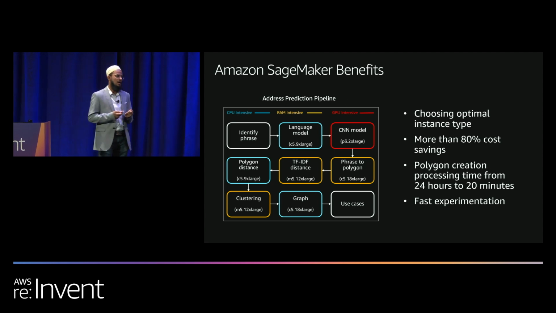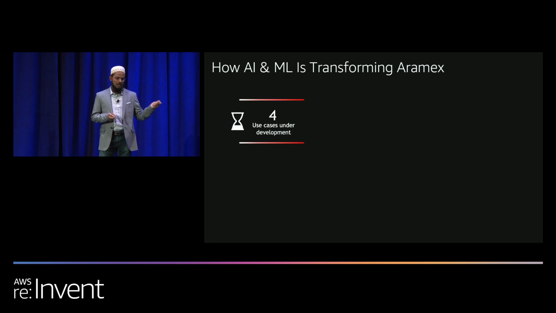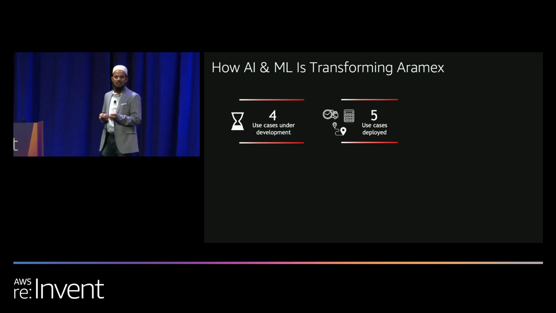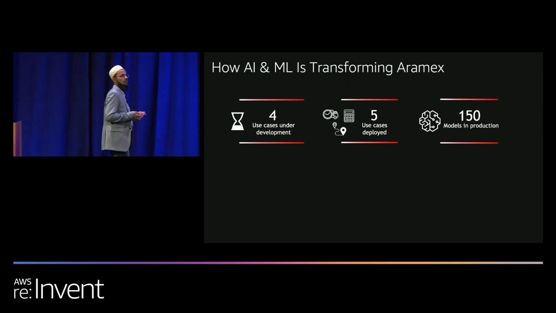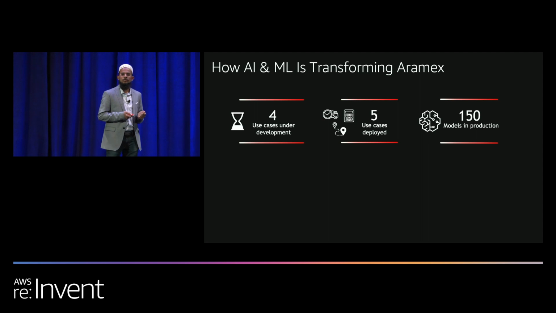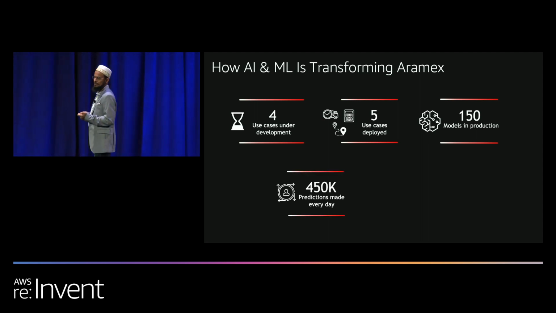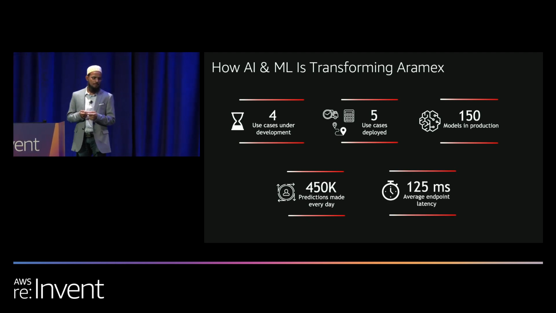I will end the discussion with a brief recap of what the team was able to deliver in a span of 1 year. Currently, we have 4 use cases under development. 5 use cases are already deployed in production, powered by more than 150 models in production, used for making 500,000 predictions per day with an average latency of 125 milliseconds.